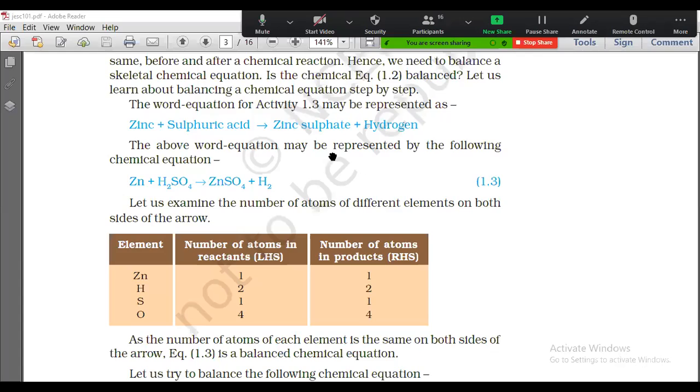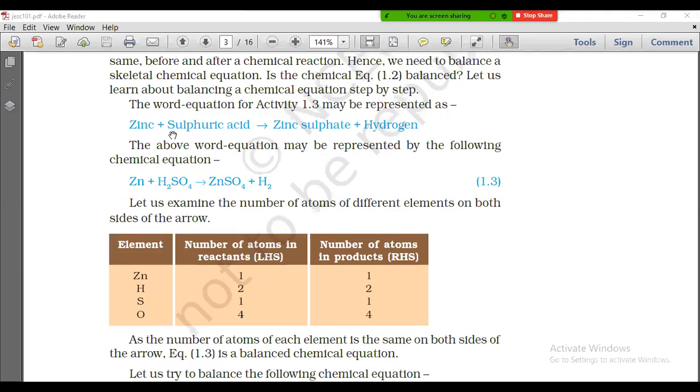There we are. Zinc plus sulfuric acid gives you zinc sulfate plus hydrogen. This is one of the chemical reactions that you have studied in 8th standard also, metals and non-metals. Metals react with acid to give the corresponding salt, and hydrogen gas is liberated. The chemical symbol of zinc is Zn. Sulfuric acid is H2SO4. Zinc sulfate is ZnSO4, and hydrogen is H2.